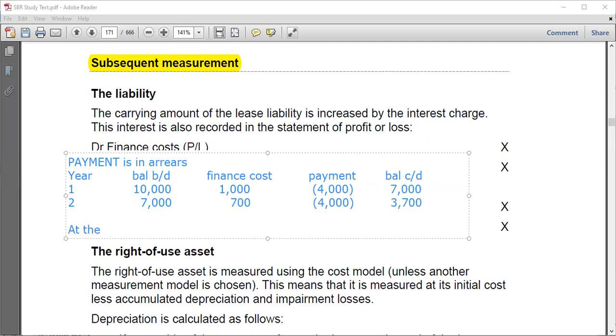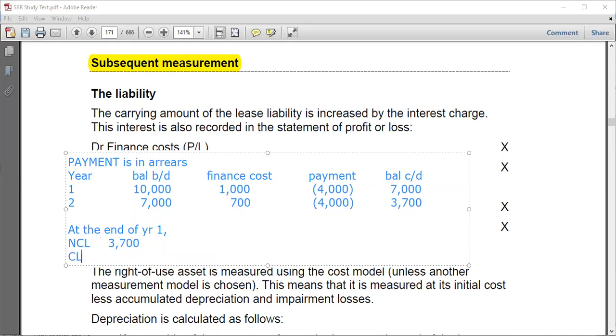So what I mean is, at the end of year one, the non-current liability component would be 3,700, while the current lease liability would be the remaining balance, which is 3,300. How did we get it? We just took 7,000 minus 3,700. So this is how you arrive at the result. Whenever you are asked about year one, take this figure here, deduct the following figure to obtain the current component, and that following figure should be the non-current component. You have to note that. It's something very, very important.